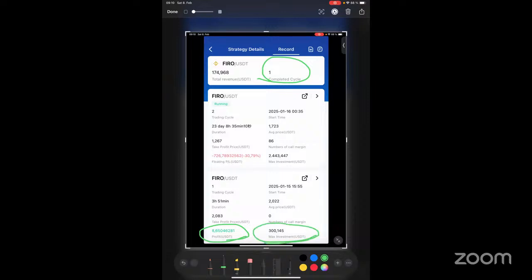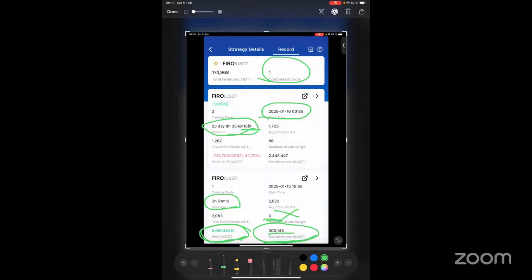The capital that was invested was this amount. There was no margin calls because the market did not go down for the robot to buy more. It took 3 hours, 51 minutes to generate this profit. Okay. Now let's look at the second cycle. So this is 23 days, 8 hours, 35 minutes. It's still in trade, 10 seconds. Okay. The start time of the trade is showing over here.